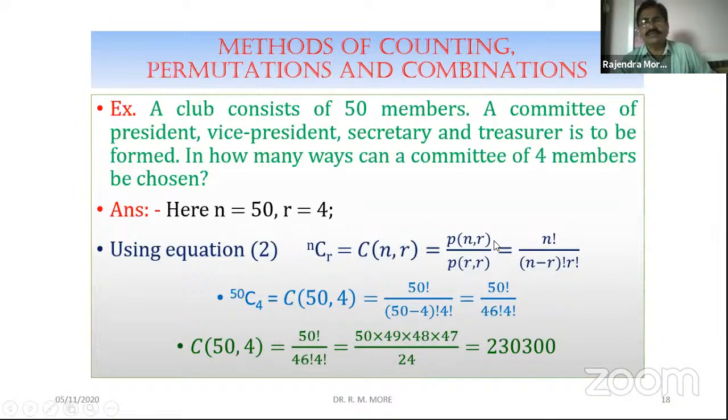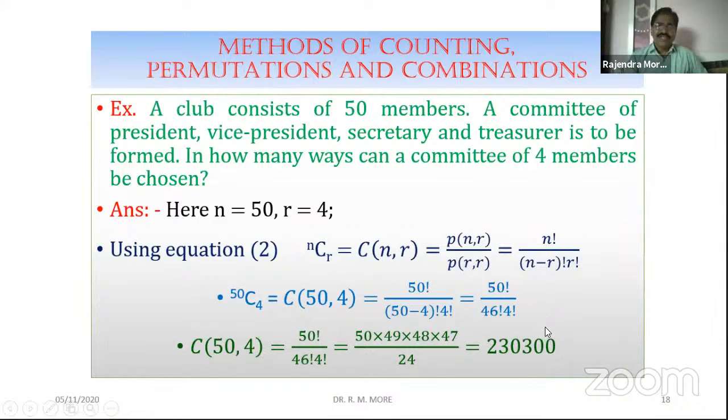Okay, it is written, but of course the final formula is the same. If we put these values, 50C4 means 50 factorial divided by this. If you make this calculation, 46 factorial will be cancelled out, then 47, 48, 49 and 50 will remain. Calculate it, and you will find the answer to: from 50 members, to form a committee of 4 members, how many different ways are possible?